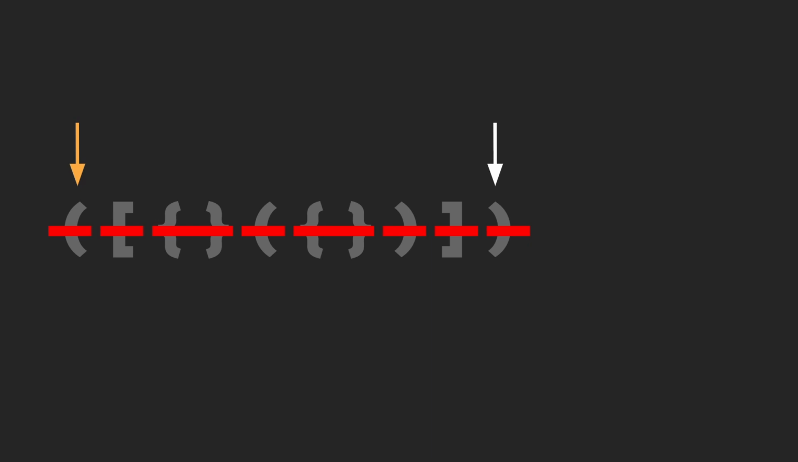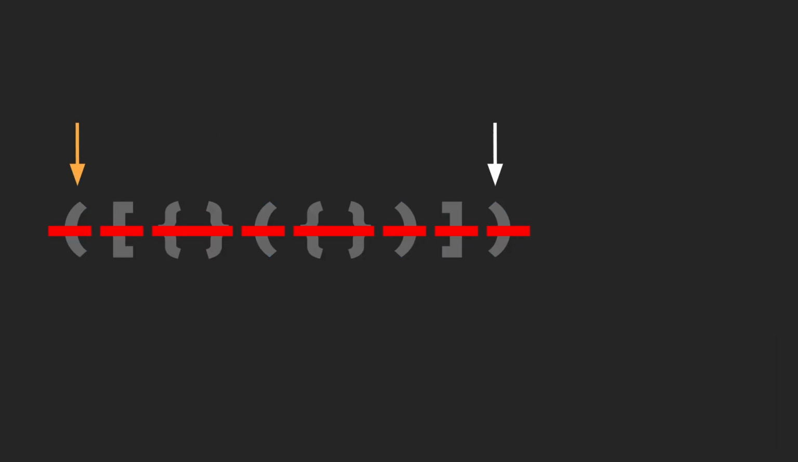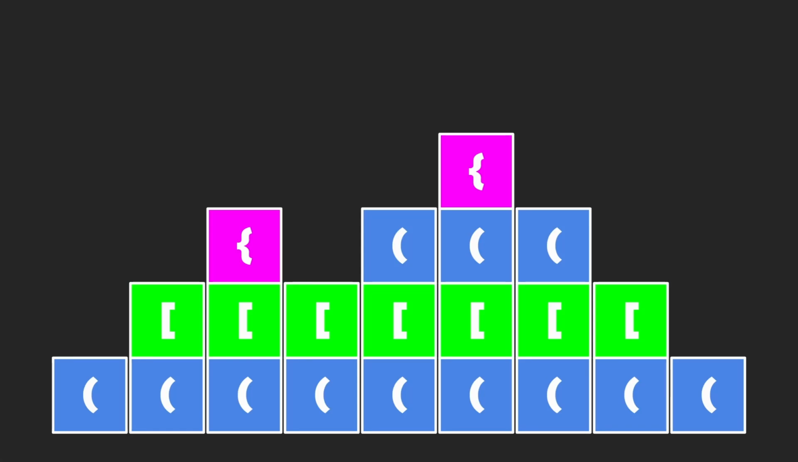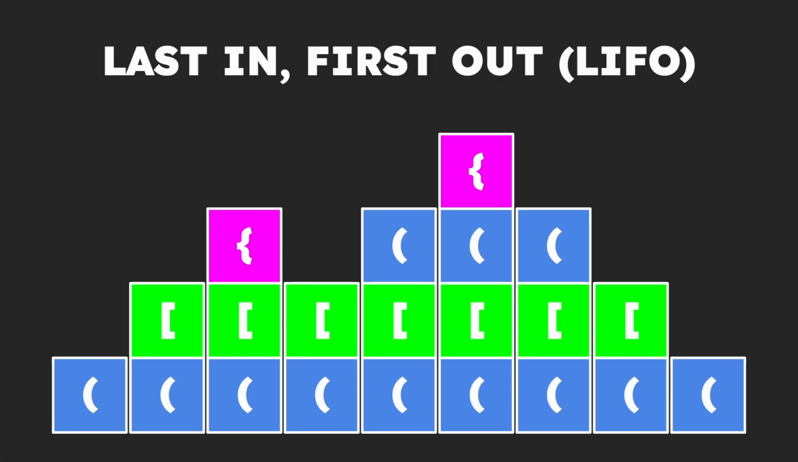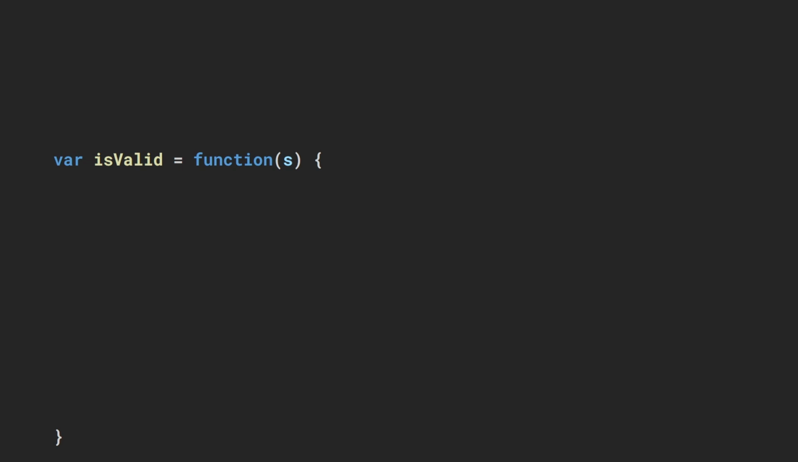And we need to store the open brackets. And if you haven't already figured out which data structure we need to use, let me replay this animation real quick so you can notice the behavior of the data. The last element we add is the first one to be removed. Last in, first out. And the classic data structure that follows this rule is the stack. Okay, let's move on to the code.